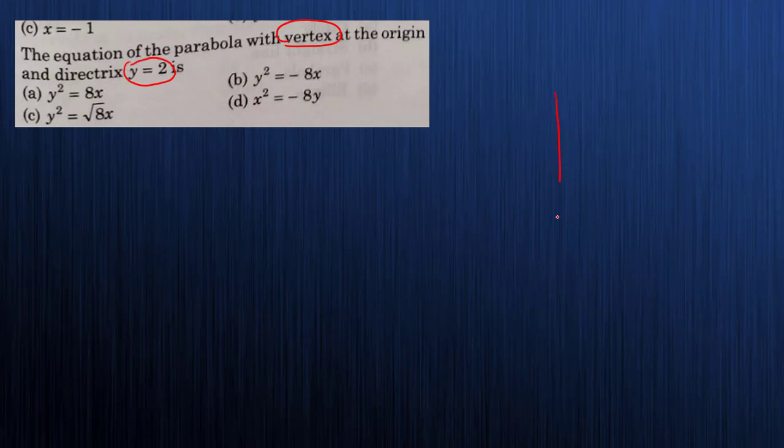So how will you draw the y equals 2 line? Suppose this is the y equals 2 line. This is the directrix to the parabola. Okay, so if it is the directrix to the parabola, how will you expect the parabola?